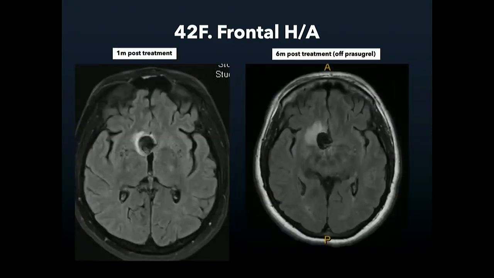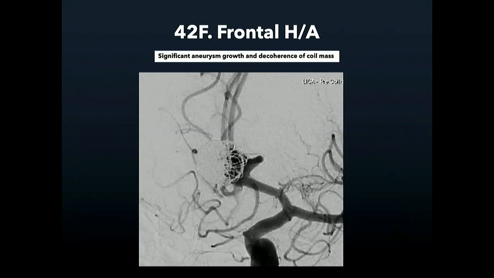That was 1 month post-treatment on the left. And on the right, when she came back to me with her MR, you can see a big flow void at the medial edge of the coil mass and pretty florid edema in her white matter and at the front of her peduncle. I was a bit worried about that, and she was off prasugrel at the time. So I took her to angio, and sure enough, she's got significant decoherence of the coil mass, and she's got regrowth. It's not coil compaction; it's growth of the aneurysm in that interval.